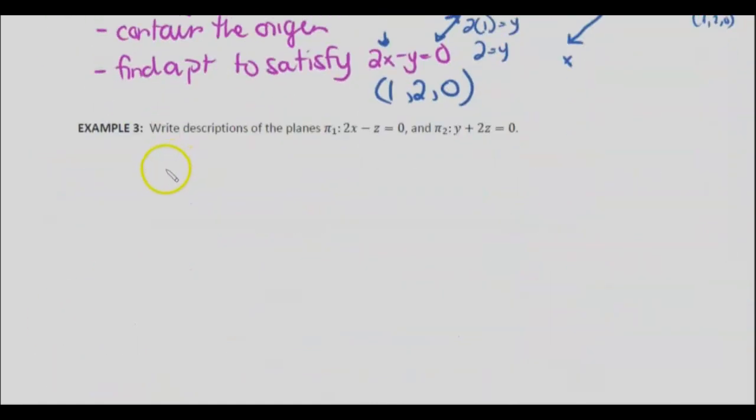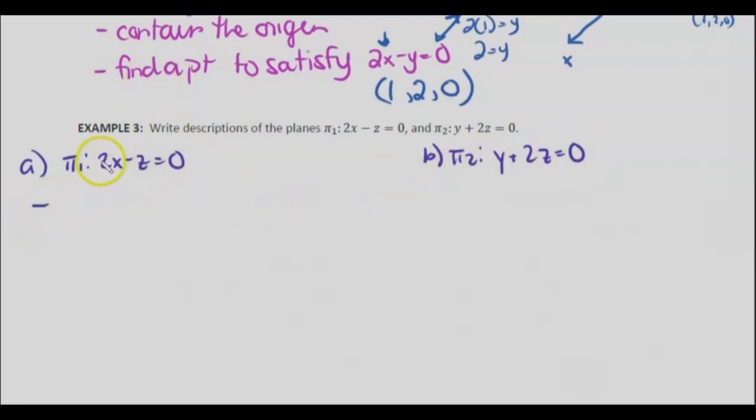All right, example 3: write the descriptions of these two planes. Let's chunk these into A and B. So we have plane 1, which is 2x minus z equals 0, and then B, which is plane 2, y plus 2z equals 0. Okay, so this is the same thing as above.